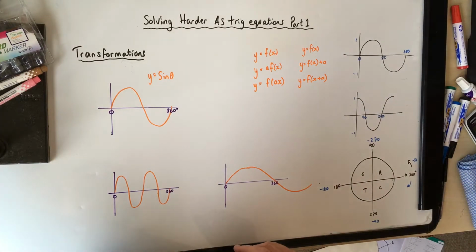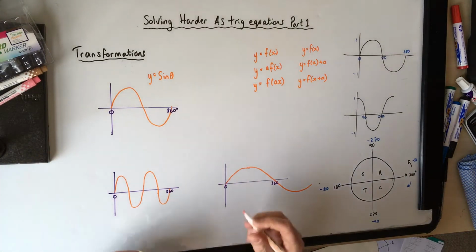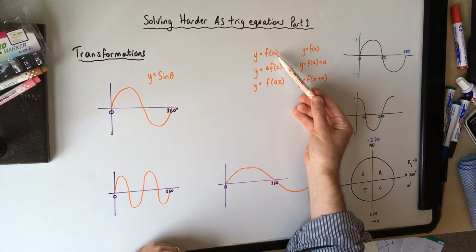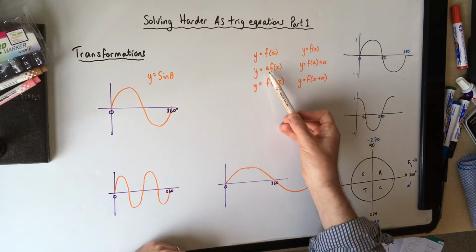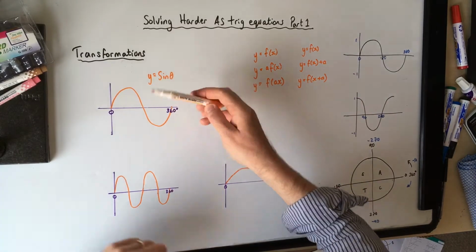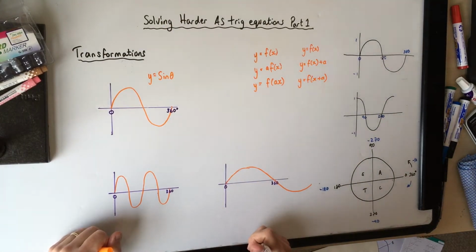I just wanted to remind you of the work when we've been transforming graphs. So I've chosen y equals sine theta here. And I just wanted to go through the transformation of that. So this is our y equals f of x. If we times it by a number, a, I've chosen here, so we put a 2 there. Remember that's a stretch in the y-axis.